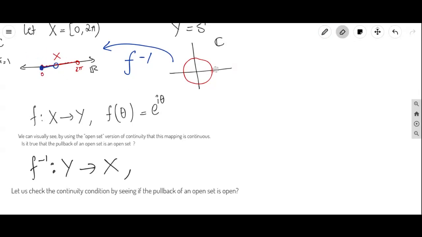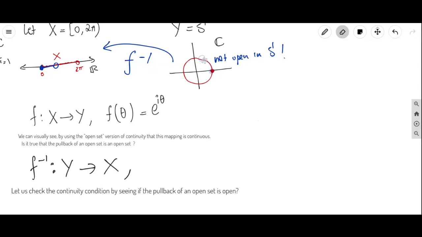But where does this end up in our picture? In our picture, 0 gets mapped to 1, and then this piece will get wrapped around like that. So you would end up with this. That's what you end up with. And this is not open in S1. That's no longer open in S1, because this point is being included. This is not an open subset of S1 anymore.